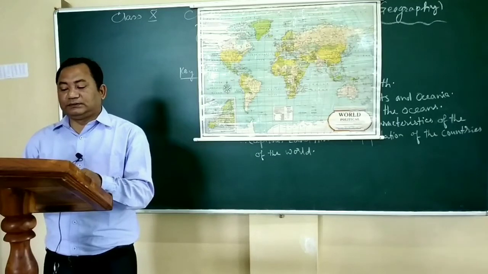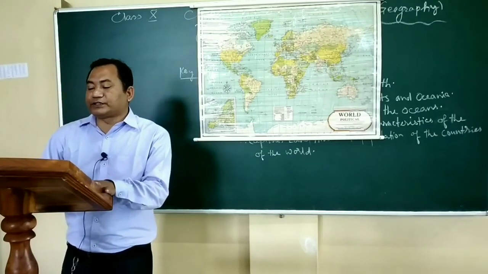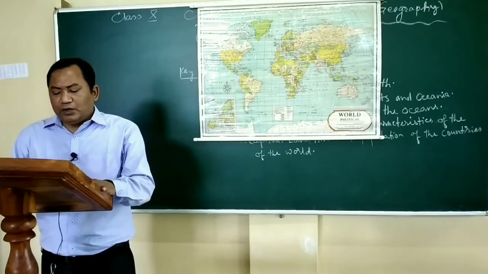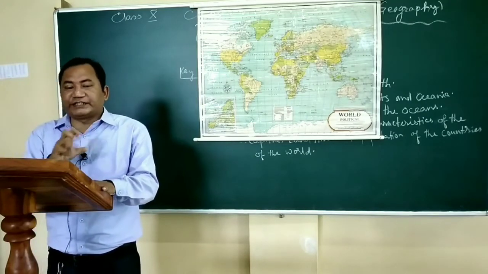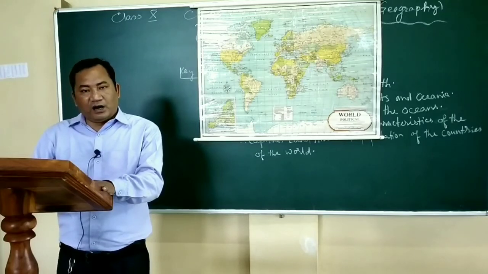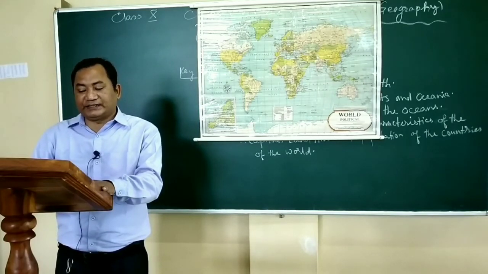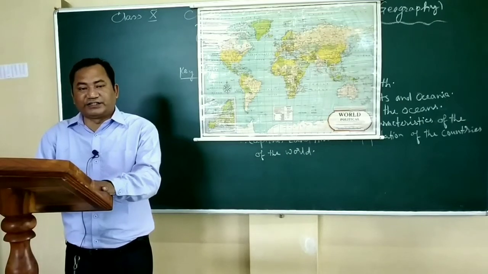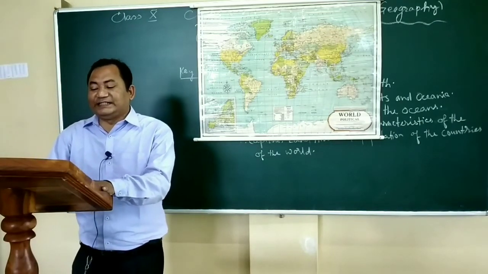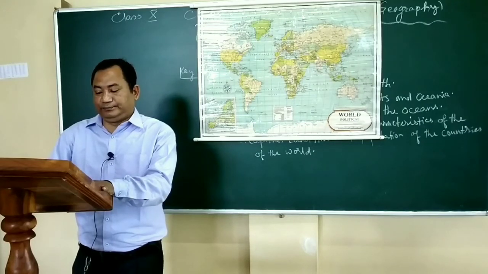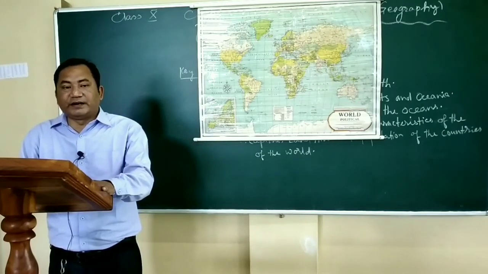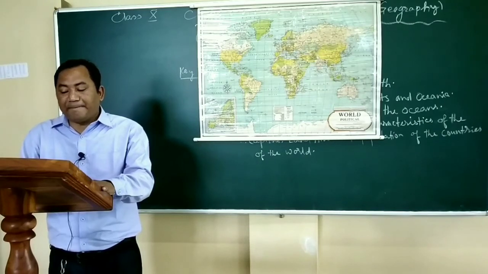Dear students, the last key point of this chapter is countries of the world. Here we will try to discuss the total countries of the world. There are altogether 197 countries in the world. In terms of land area, Russia is the largest country and Vatican City is the smallest country in the world. With respect to population size, China is the most populous country and Vatican City is the least populous country in the world.